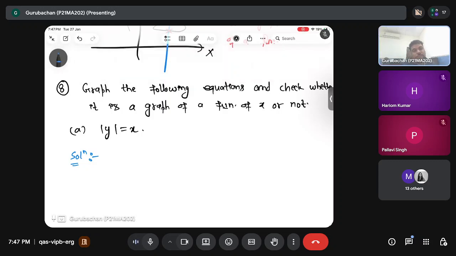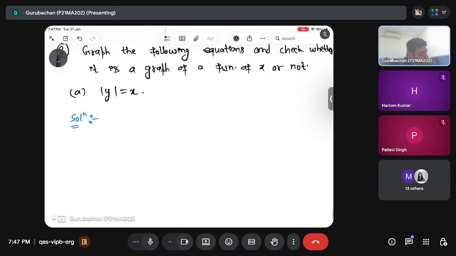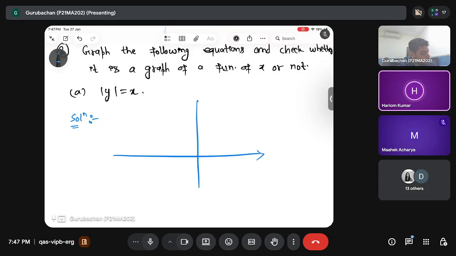What is the graph of this, mod y equal to x? No, sir, it is not a graph of a function. Now you tell me how it is a graph of a function, or how it is not. Hariom.